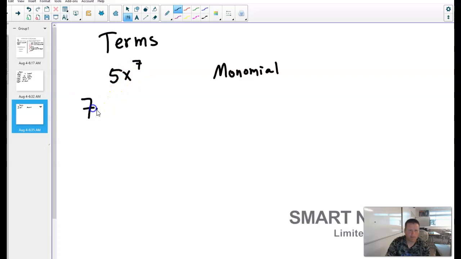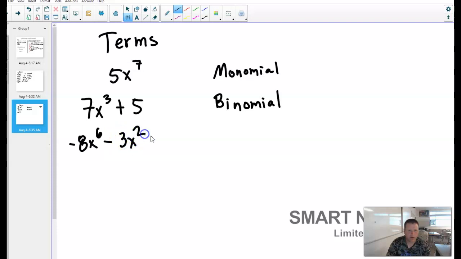If I had 7x to the 3rd plus 5, that would be a binomial, because in math bi means 2. Okay, so 2 of them, 1, 2. If I had negative 8x to the 6th minus 3x squared plus 4, now I'm talking about 3 terms, 1, 2, 3, and we call this a trinomial. Okay, because again, tri means 3.